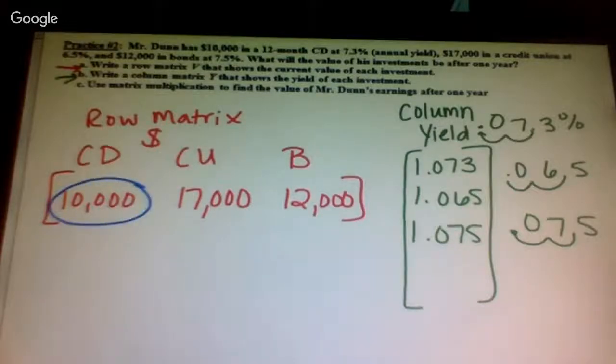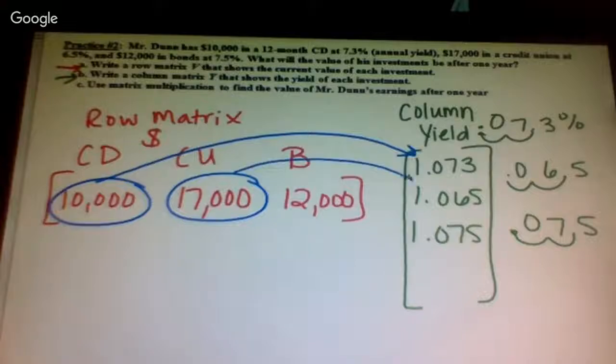So we take 10,000 times its annual yield plus 17,000 times its annual yield plus 12,000 times its annual yield. You can plug this in all as one lump sum too. 10,000 times the top number plus 17,000 times the second number plus 12,000 times the last number. What do we get for a grand total?